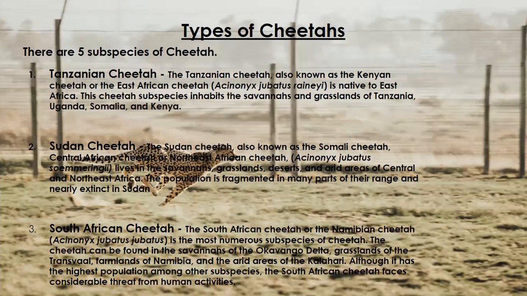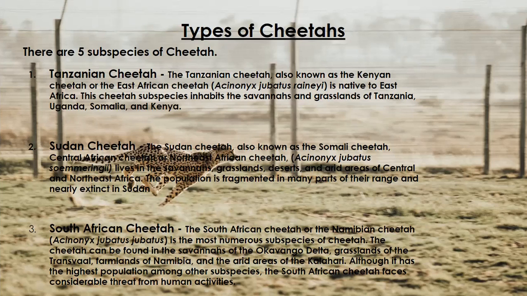Now we will talk about the types of cheetahs. First, that's the Tanzanian cheetah. The Tanzanian cheetah, also known as the Kenyan cheetah or the East African cheetah, is native to East Africa. This subspecies inhabits the savannas and grasslands of Tanzania, Uganda, Somalia, and Kenya.